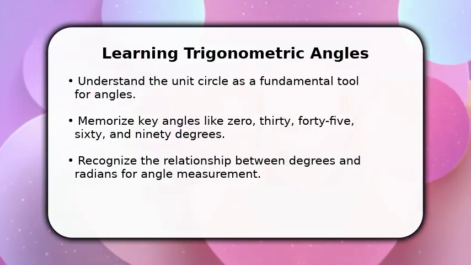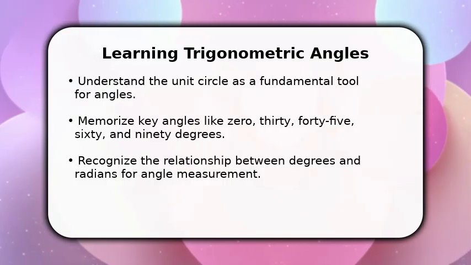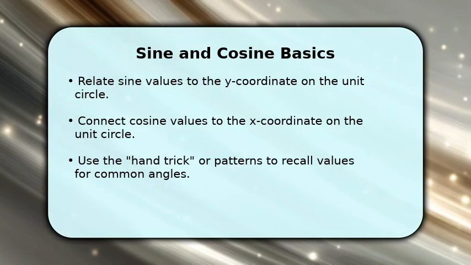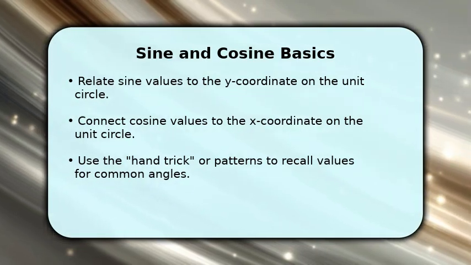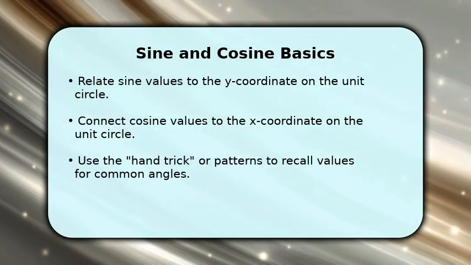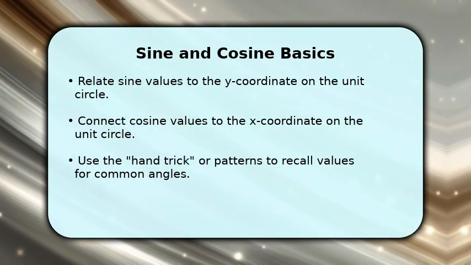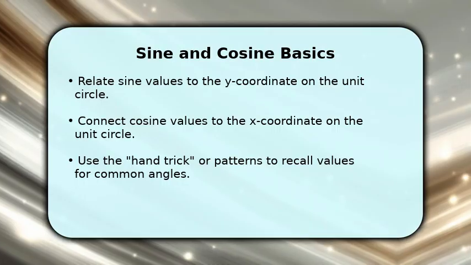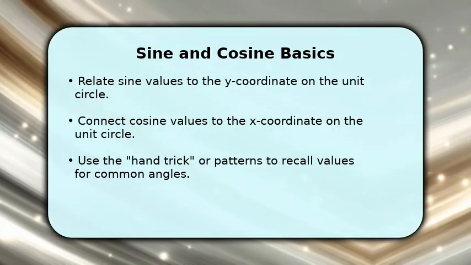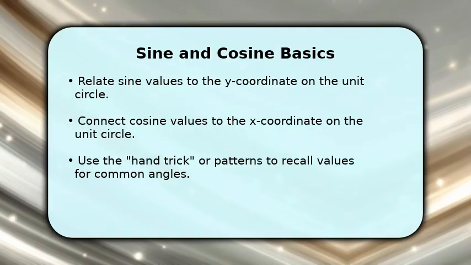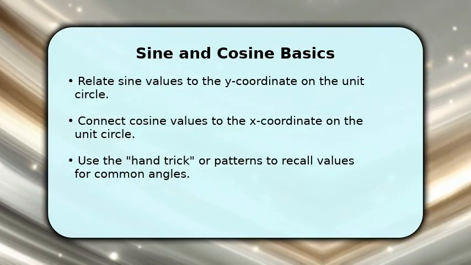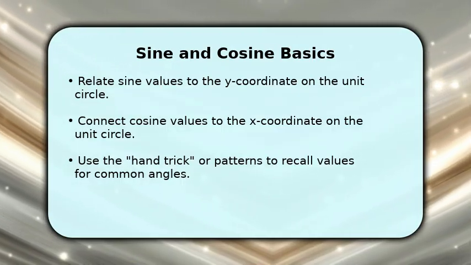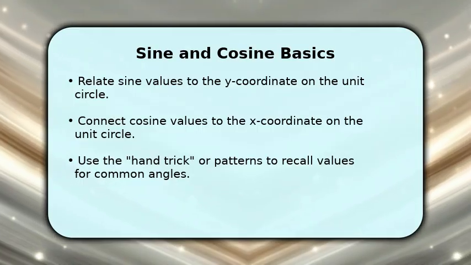Remember that angles can be expressed in both degrees and radians, with 90 degrees equaling pi over 2 radians. Now let's dive into sine and cosine. On the unit circle, the sine of an angle corresponds to the y-coordinate, while the cosine corresponds to the x-coordinate. For instance, the sine of 30 degrees is 1/2, and its cosine is the square root of 3 over 2. You can use mnemonic devices or patterns, like the hand trick, to easily recall these values for angles such as 0, 30, 45, 60, and 90 degrees.